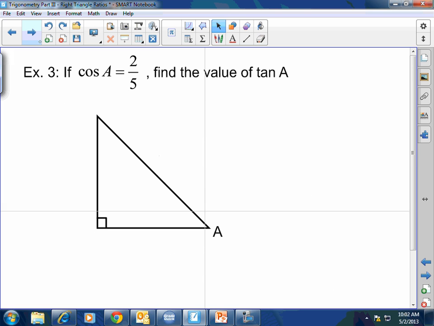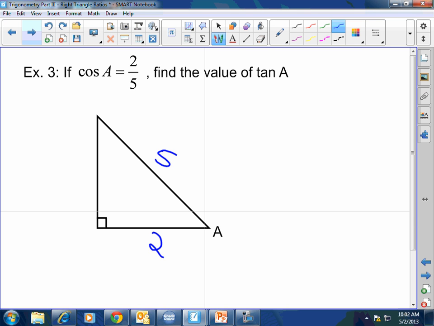Okay, Pythagorean triples, that was an extra. Now, I tell you that the cosine is 2/5. I want you to find the value of the tangent of angle A. If the cosine of A is 2/5, where do I put this 2 and this 5? What does cosine stand for? Adjacent over hypotenuse. So I'm going to go 2 over 5.